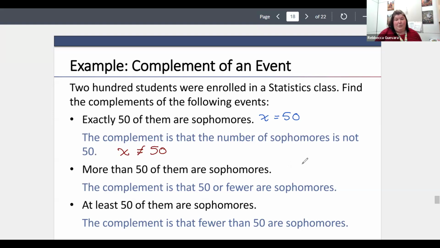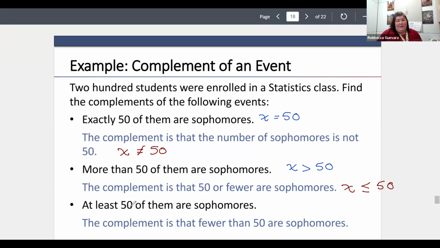More than 50 of them are sophomores. So that's over 50 sophomores. The complement of that would have to be less than or equal to 50 being sophomores, because it has to be the complete opposite. If over 50 are sophomores, then the complement event is that 50 or fewer are sophomores.